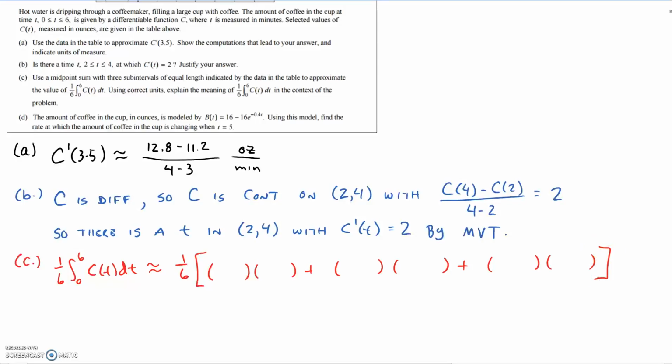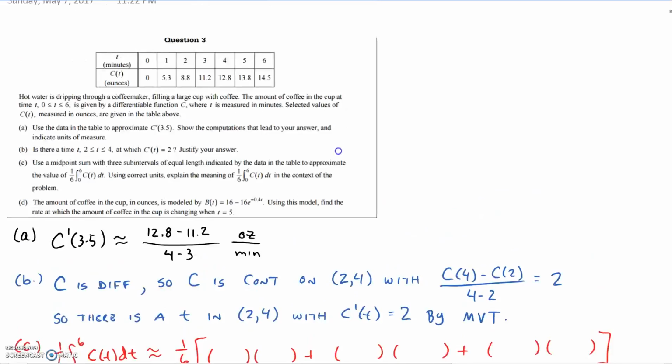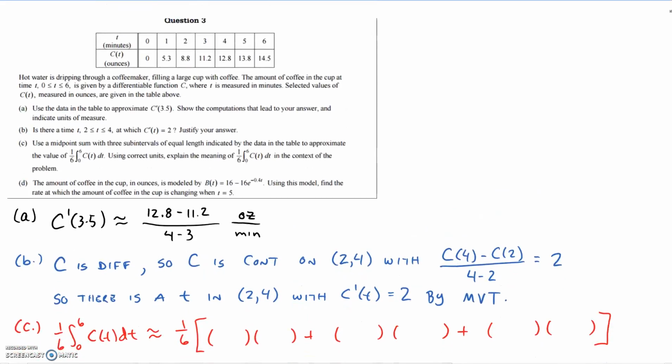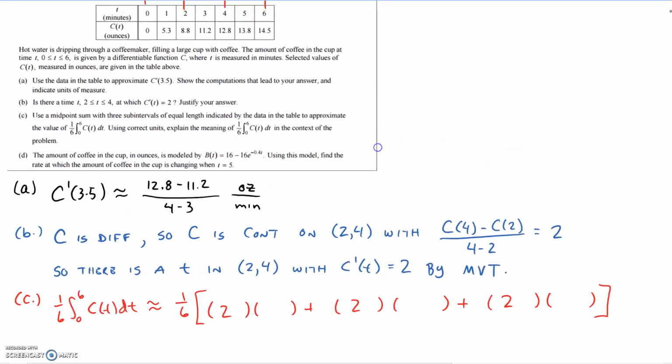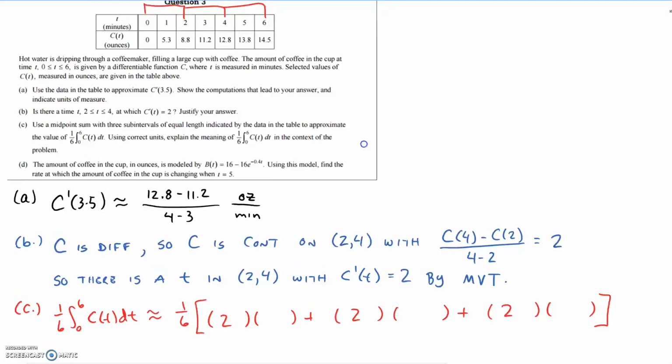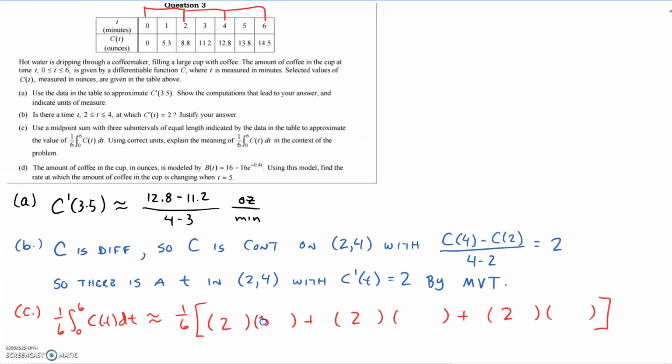Often what students will forget here is that constant multiplier on the outside of the integral. This is 3 subintervals from 0 to 6, so from 0 to 2, from 2 to 4, from 4 to 6, which means every subinterval has a length of 2, and then using the midpoints of each of those subintervals to determine the height. So 5.3 is the first y value at the midpoint, 11.2, and 13.8. This is free response, so then no need to simplify.